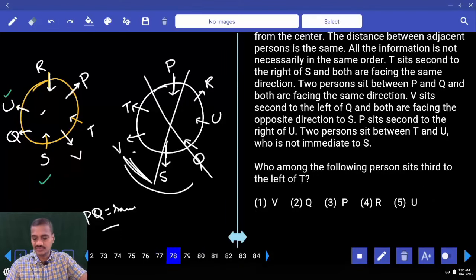Then coming to this 78, who among the following persons sits third to the left of T? And T's third left is Q, choice 2, question number 78.